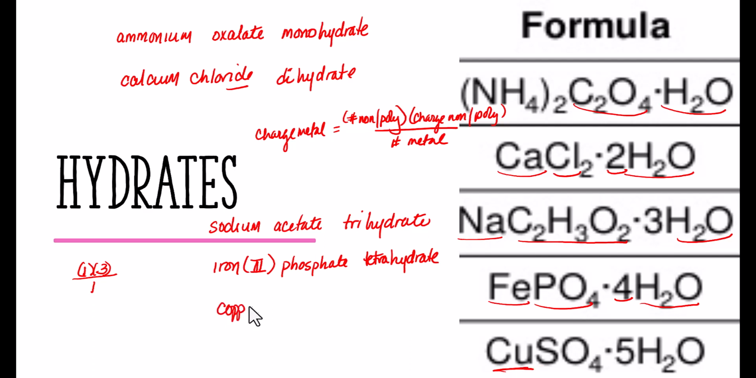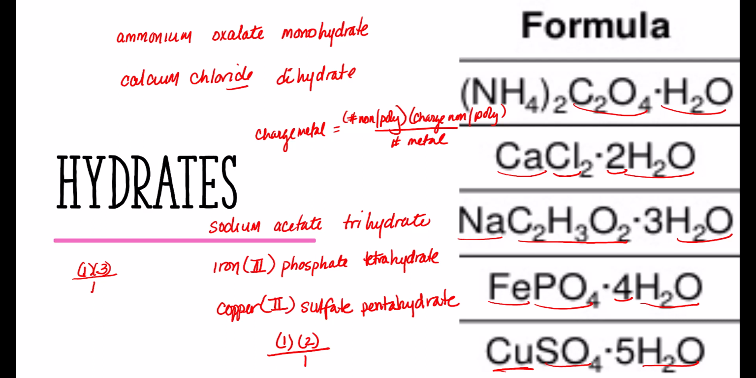Last one, Cu is copper. This is a transition metal, so I need to put parentheses around the charge. SO4 is a polyatomic, sulfate, so we write the name as is. Water, again, is hydrate. There are 5 of them, so this is pentahydrate. We need to find the charge of copper. There is 1 sulfate. The charge of sulfate is 2. There's 1 copper, so the charge of copper is 2.